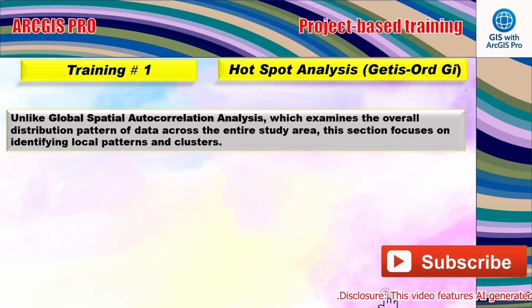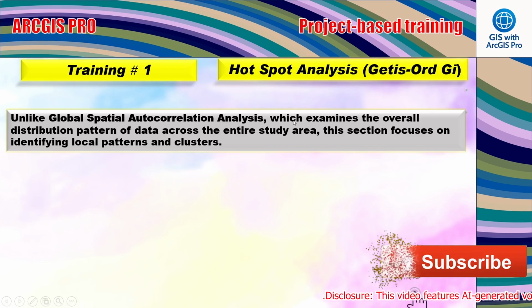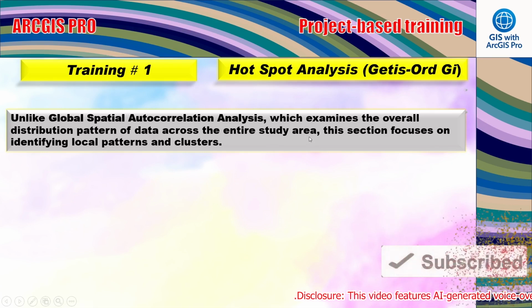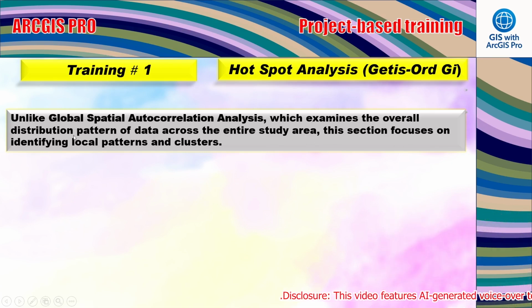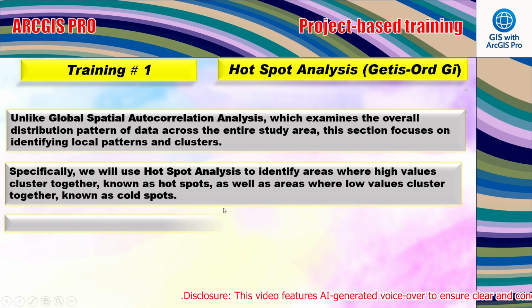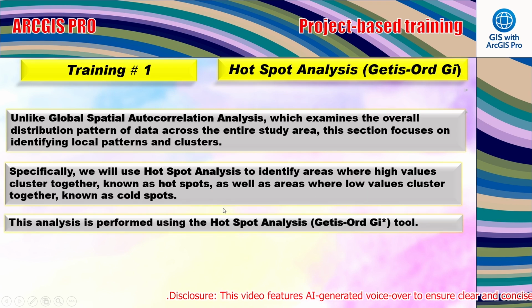Unlike global spatial autocorrelation analysis, which examines the overall distribution pattern of data across the entire study area, this section focuses on identifying local patterns and clusters. Specifically, we will use hotspot analysis to identify areas where high values cluster together, known as hotspots, as well as areas where low values cluster together, known as cold spots. This analysis is performed using the Hotspot Analysis Getis-Ord Gi star tool.